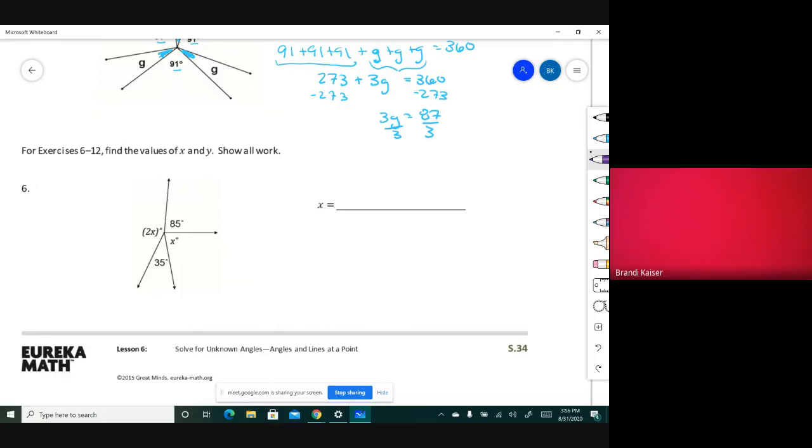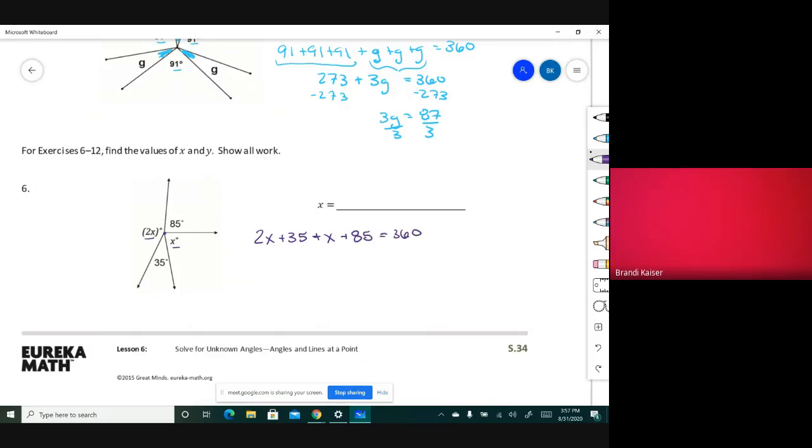Okay, so number 6, I actually only have to solve for X. But if you notice, I have a 2X for one angle and then a 1X for another angle, and then I have 85 and 35. Well, in this picture, I don't have any linear pairs. I don't have any straight lines, so I can't use that. I also don't have any vertical angles, so I can't use that rule. This is going to be where we have to use all around the point and add all these to equal 360. So I'm going to have 2X plus 35 plus X plus 85 equals 360.